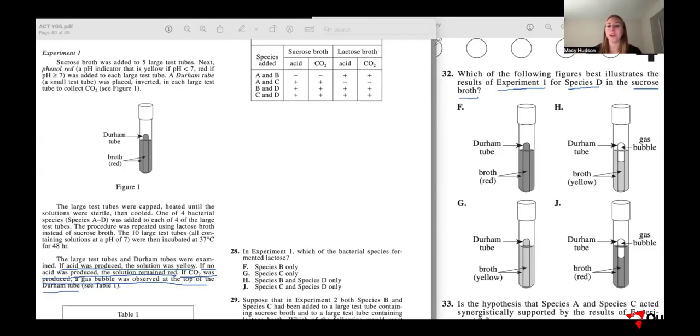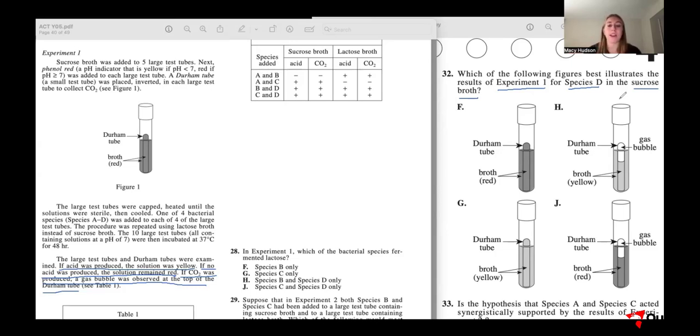Question 32 says, which of the following figures best illustrates the results of experiment 1 for species D in the sucrose broth? So we're keeping a few things in mind here. Usually for a science passage, we do not want to read the text. We want to try to answer the question looking at the charts, graphs, or tables, and only read the text if we cannot after looking at the data presentation.